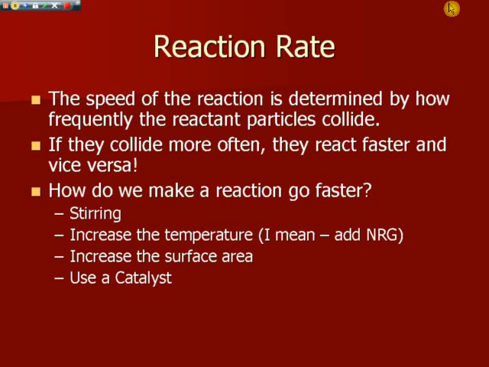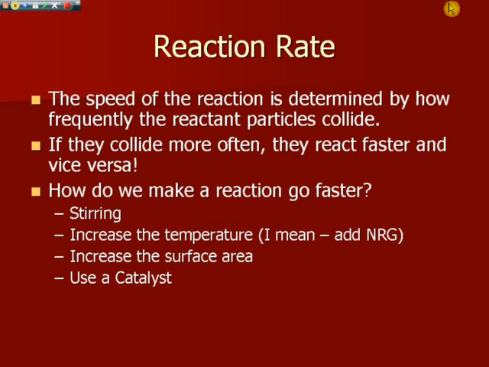We can do a couple of different things. We can stir it, first of all, and if we stir things in a liquid form, then it's going to make the reaction particles collide more often. We can increase the temperature. And what I mean by that is I really mean we can add energy, because if we add energy, the particles speed up. And if the particles speed up, then they're going to collide more often. We can also increase the surface area, which is what the phone book example is. Wood chips will burn faster than a log of wood because there's more area to be exposed to other reactant particles. And the last one is we can use a catalyst.